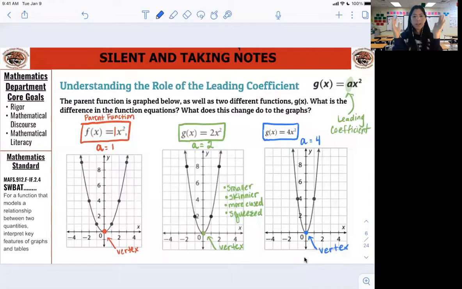If you think about it, the vertex is kind of where the parabola lives. It lives at the origin. It's just getting smaller. It's getting squeezed tighter together. So I'm going to write that down as well. So even more small, more skinny, more squeezed.